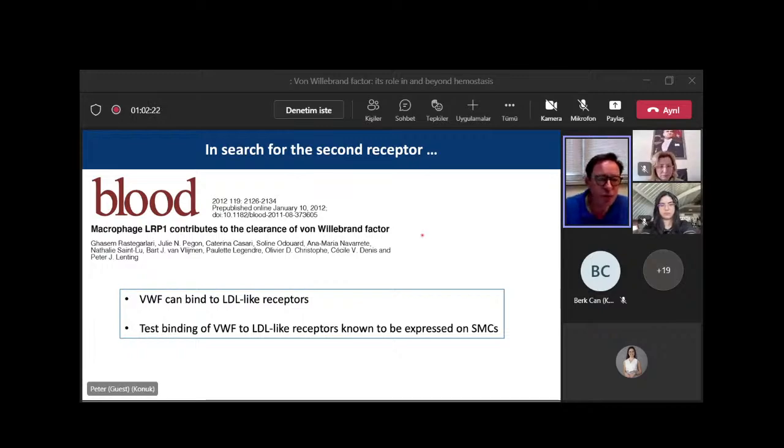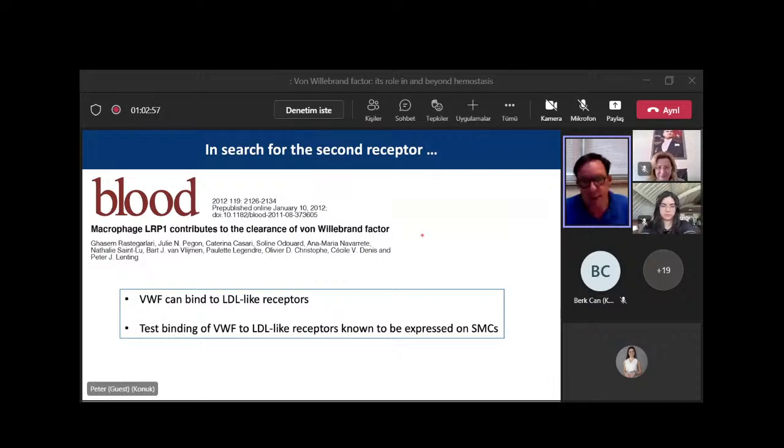because from our previous work we knew that LRP1 is involved in the clearance of VWF. So we know that VWF can bind to LDL-like receptors. The problem is that VWF only binds to LRP when it's in its active conformation. And in our experiments, VWF is not in its active conformation.